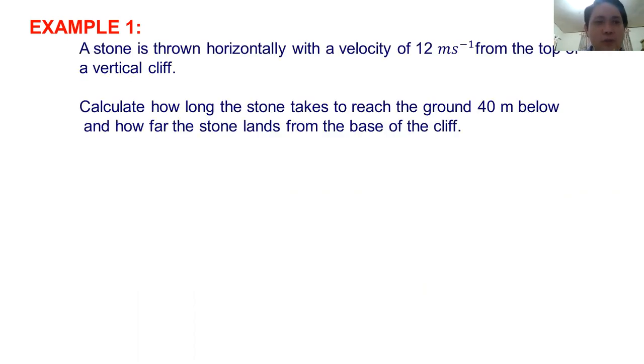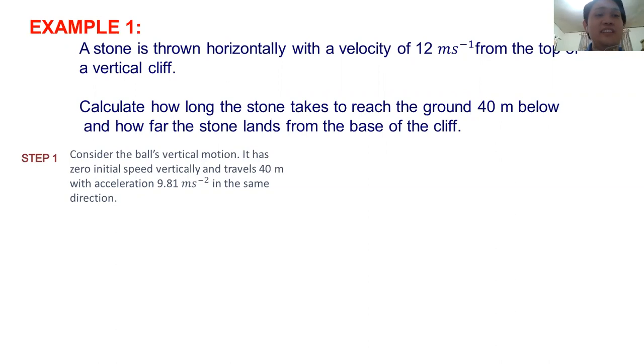So now, let's go to our application of the concept that we just talked about. Let's try to answer example number 1. A stone is thrown horizontally with a velocity of 12 meters per second from the top of a vertical cliff. Calculate how long the stone takes to reach the ground 40 meters below and how far the stone lands from the base of the cliff. I want you to read the example. I'll give you time to read it. Okay, now let's solve it together.